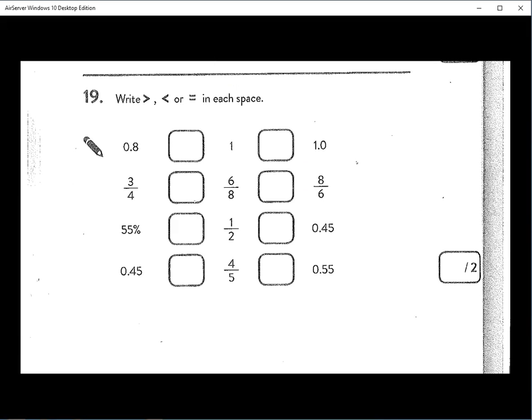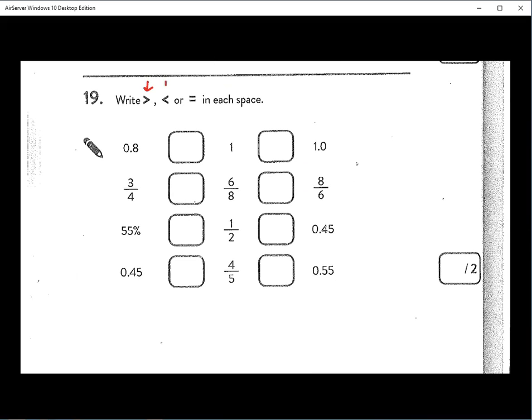Question number 19, let's go. So, one whole is bigger than 0.8. If I'm reading from here to there, that's the sign I need to put in. Yes? And then one whole is what compared to 1.0? Equals. So we're reading it from the middle to the right. We're reading right and we're reading to the left.